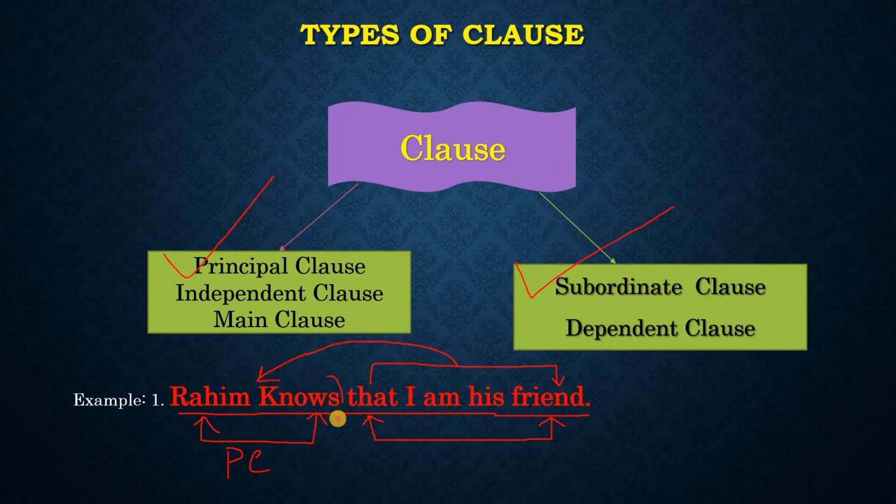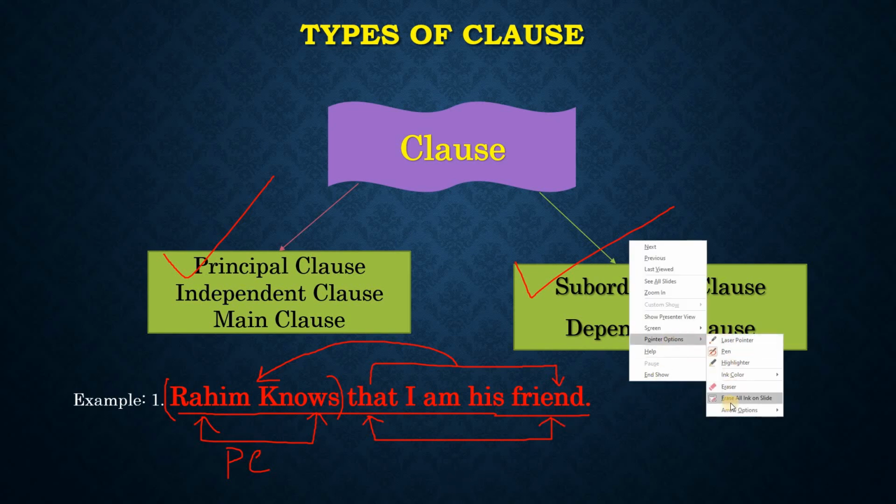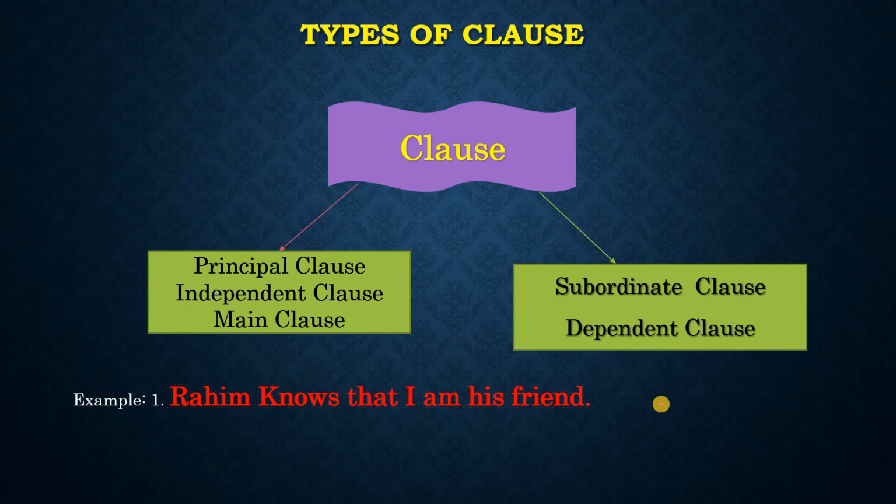Rohim knows. So a dependent clause always depends on a principal clause or main clause or independent clause. So dear students, I hope that you have realized my speech. Next example.